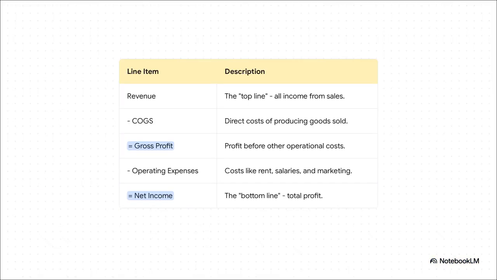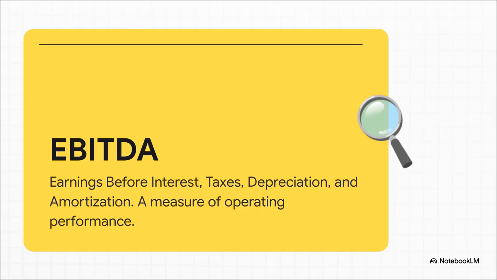Think of this like a waterfall. You start at the very top with revenue. That's every single dollar that came in the door. Then you subtract the direct costs of whatever you're selling. That's COGS, and you're left with gross profit. From there, you subtract all the other costs of doing business, rent, salaries, marketing, you name it, and what's left at the very, very bottom? That's your net income, the famous bottom line. And of course, you're going to hear the term EBITDA thrown around constantly.